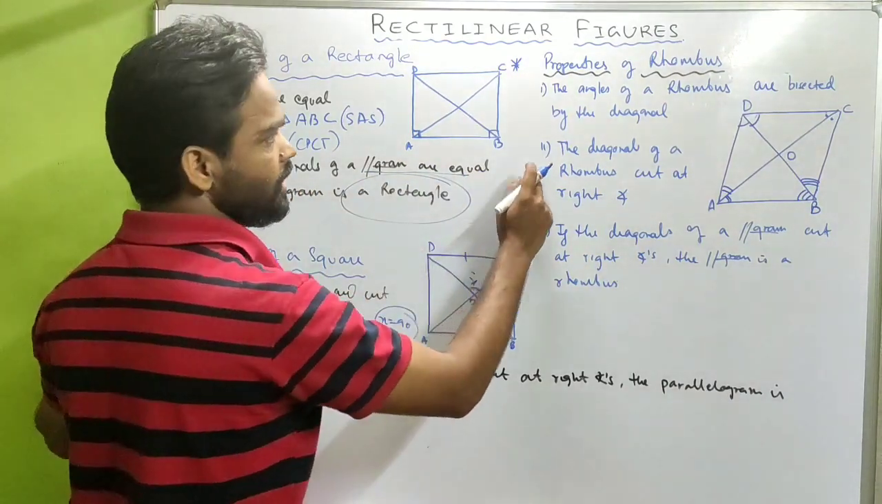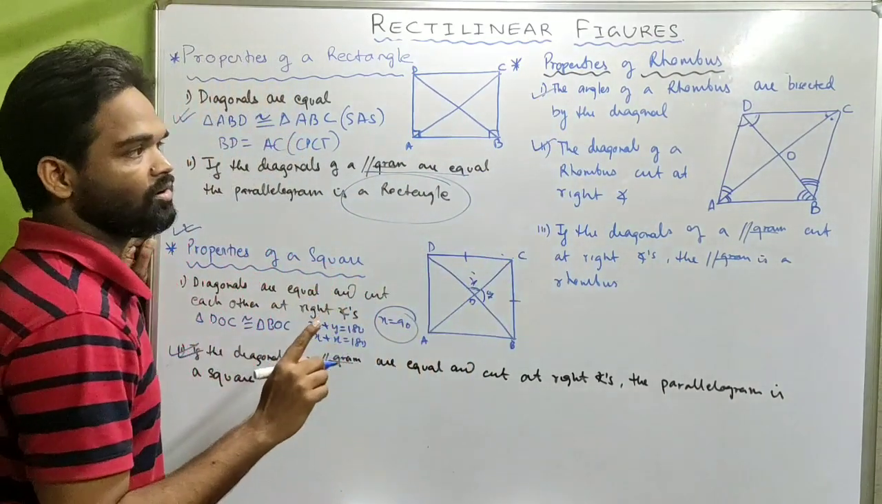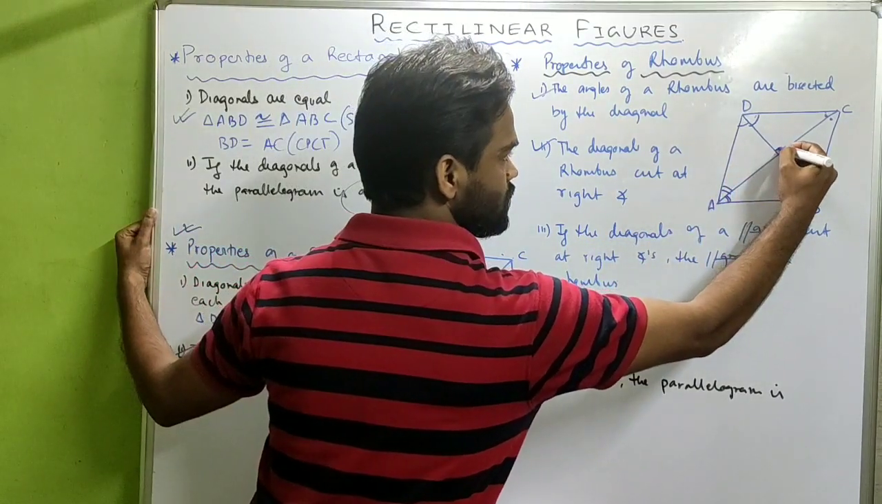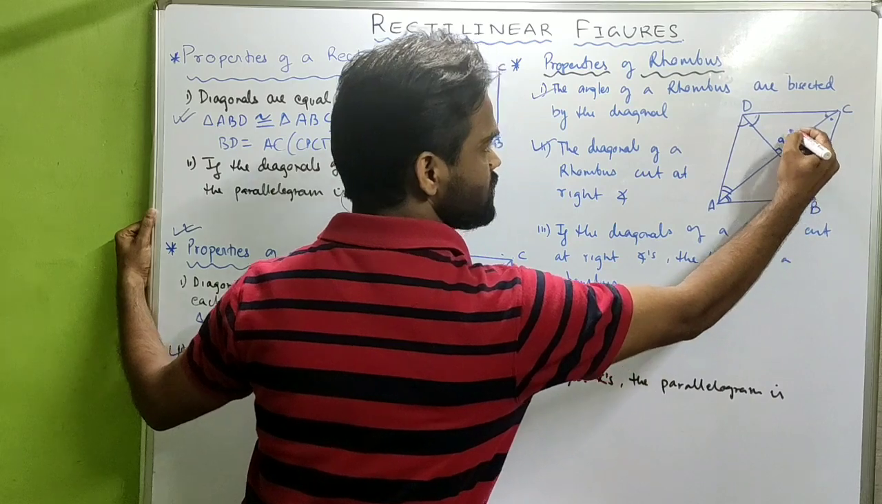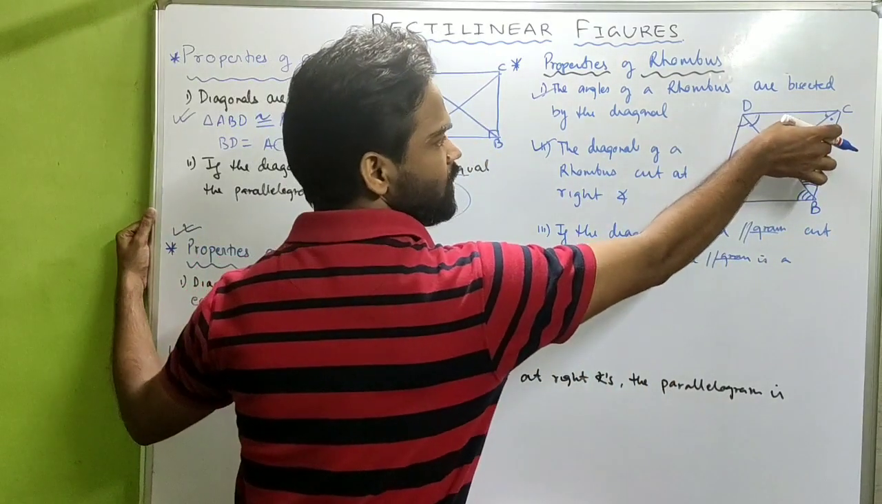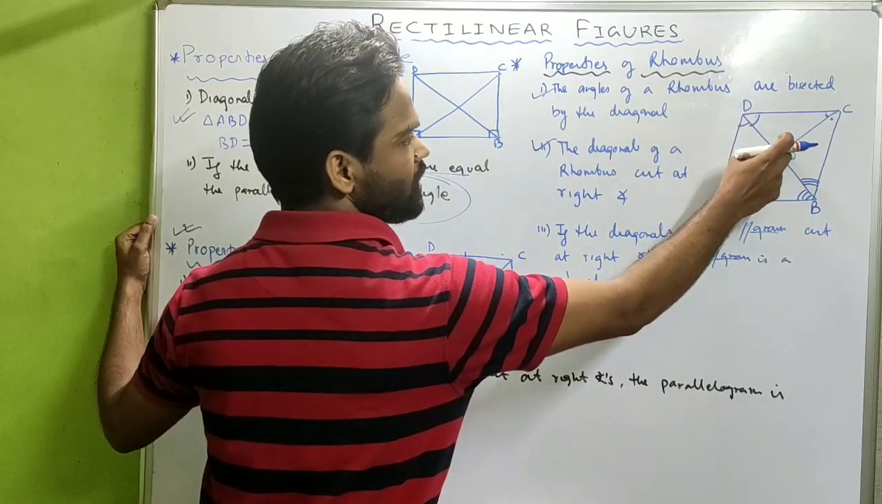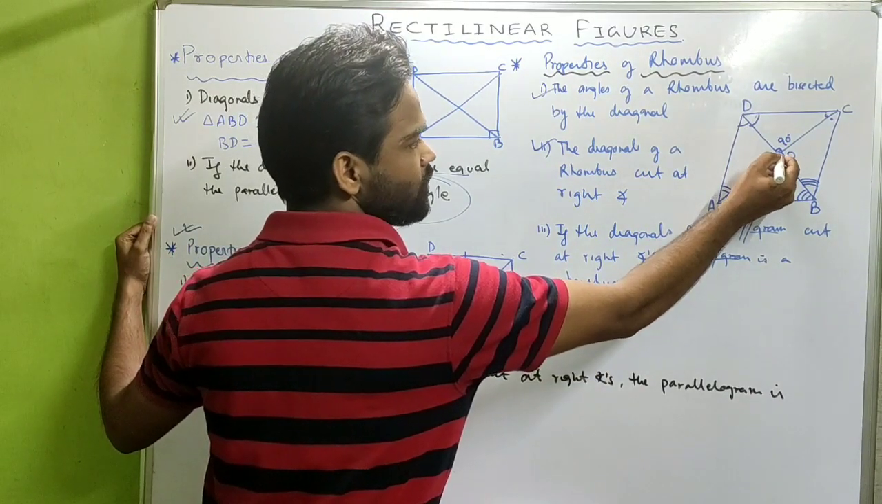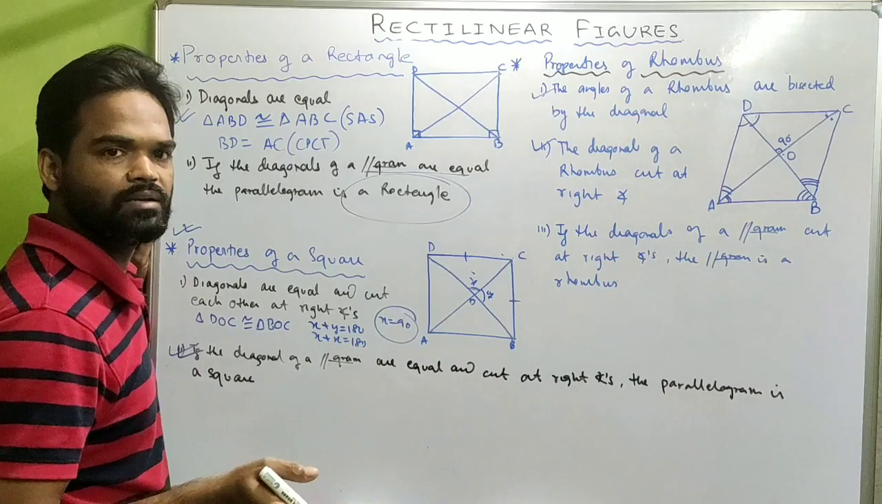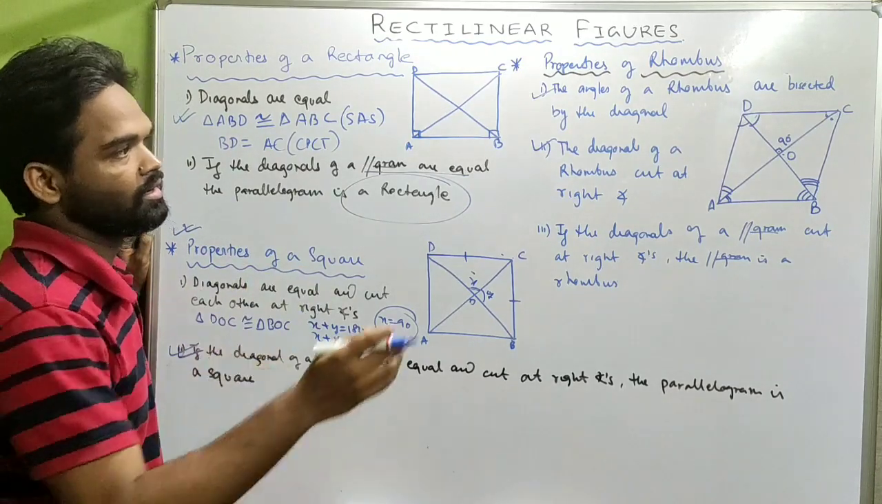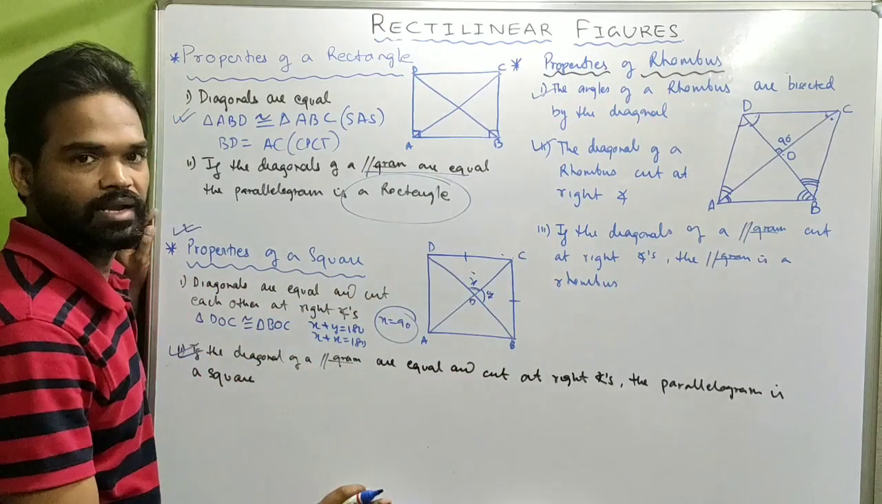Okay. Next, the diagonals of a rhombus cut at 90 degrees, which means this is 90 degrees. Again, we can prove that these two triangles are congruent, similar to this. Then these two angles will be equal, this one and this one. So they will add to give 180, which means both the angles will be 90 degrees, which means the diagonals of a rhombus cut at a right angle.